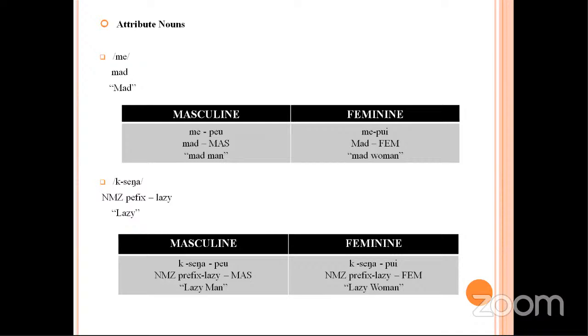Kasenga. Ka is a nominalizing prefix. Senga, lazy. Kasenga means lazy, and kasenga peu: ka, nominalizing prefix. Senga, lazy, peu, masculine marker, lazy man. And kasenga pui: ka is a nominalizing prefix. Senga, lazy, pui, feminine marker, lazy woman.